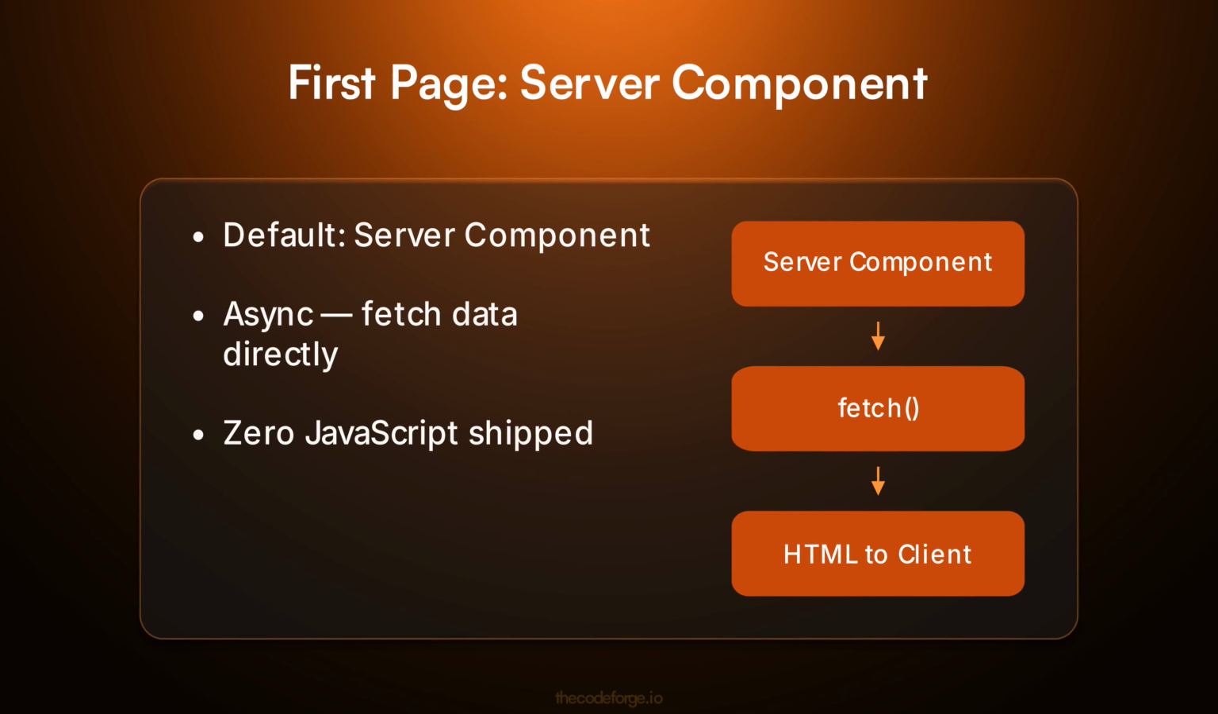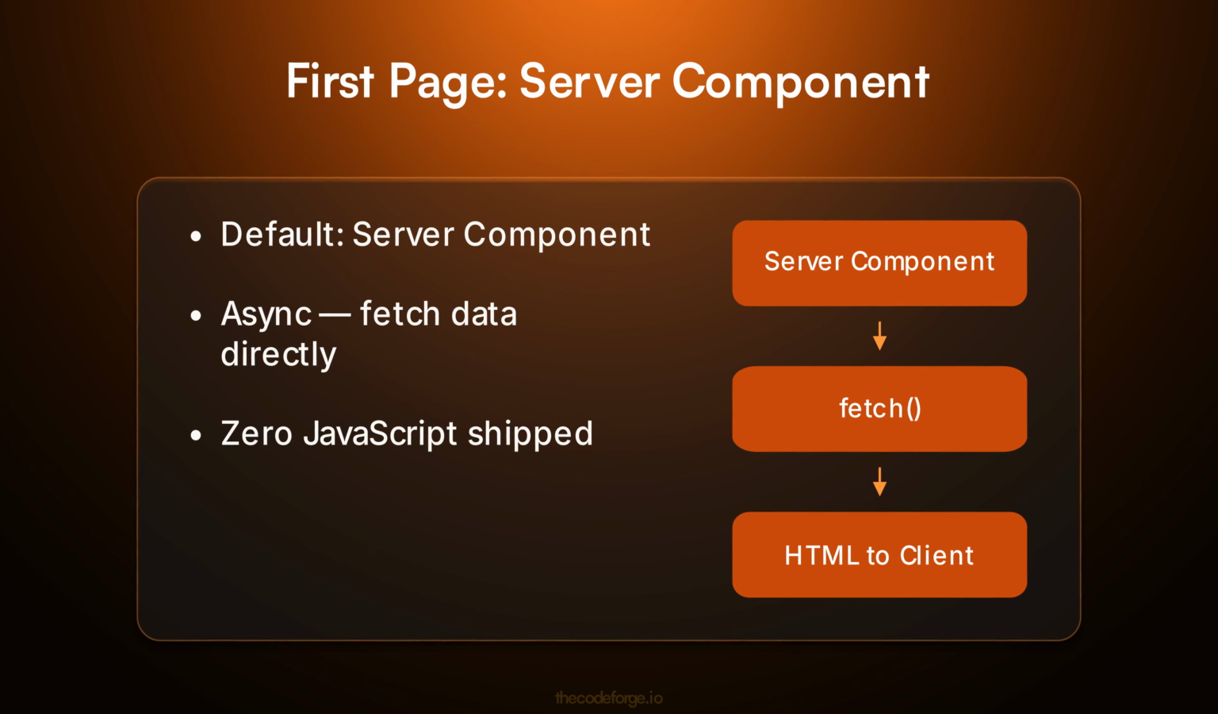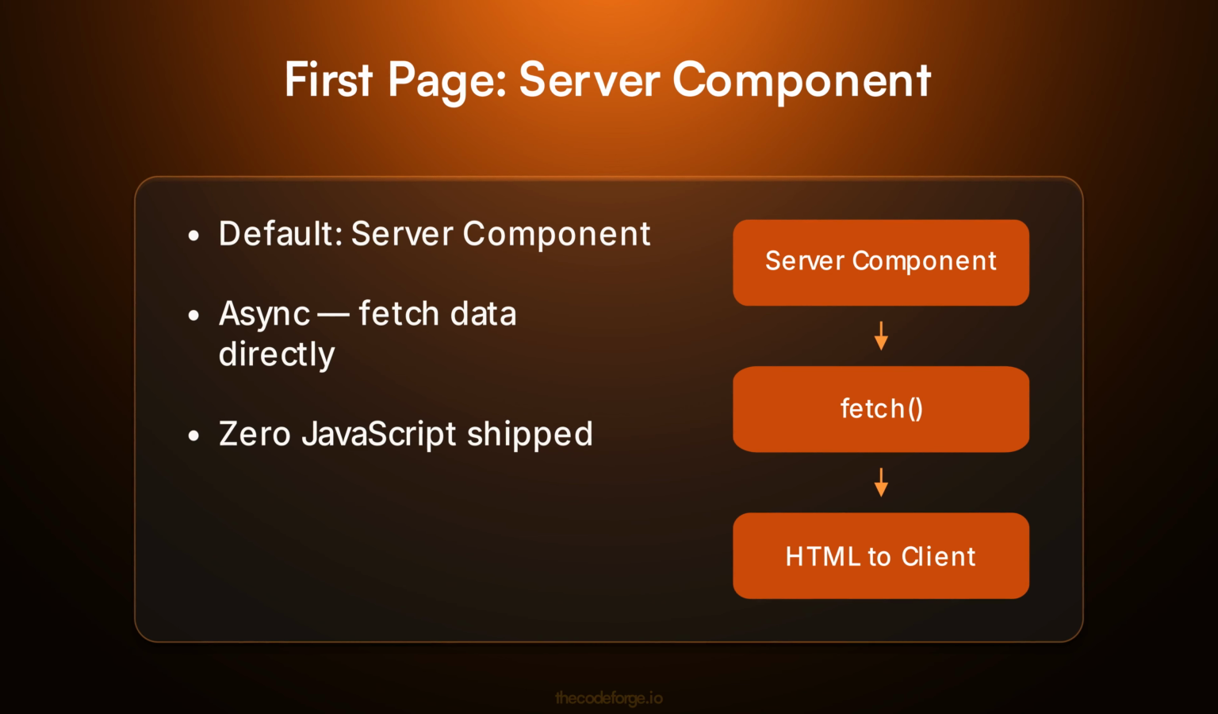Your first page is app/page.tsx. It's a server component by default, meaning it runs on the server, sends only HTML to the client, and never ships JavaScript. Server components can be async. You can await a database query or a fetch call directly in the component body.